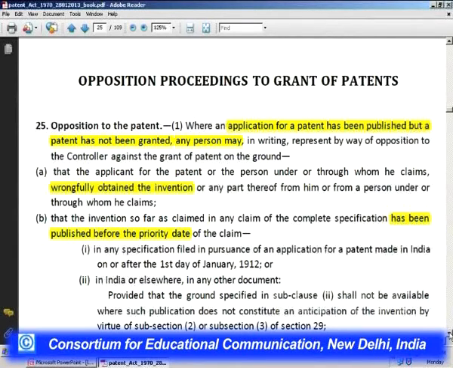Let us see what are the grounds available to that person who is thinking of filing the pre-grant opposition. These are the several grounds available. If you look at 25(1)(a), if somebody wrongfully obtains an invention and goes for filing the patent application on that wrongfully obtained invention, he should not be getting the patent protection.